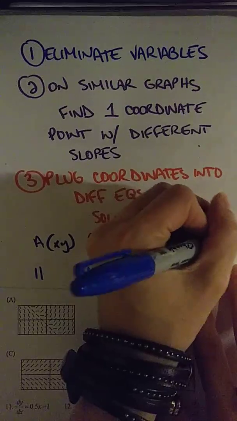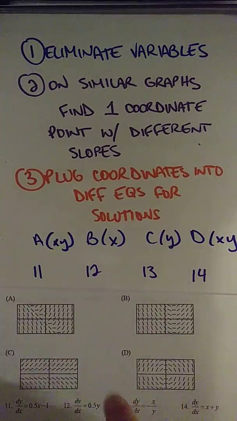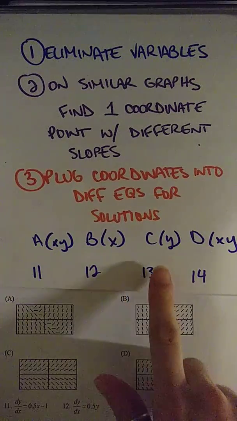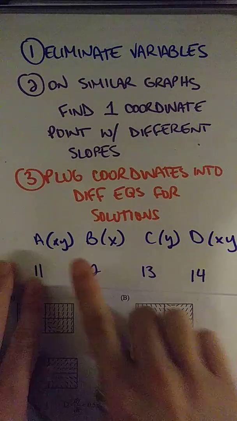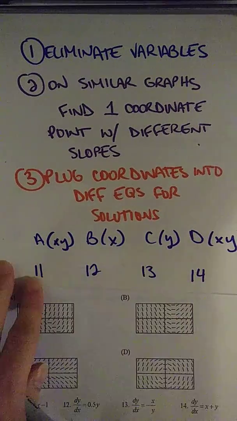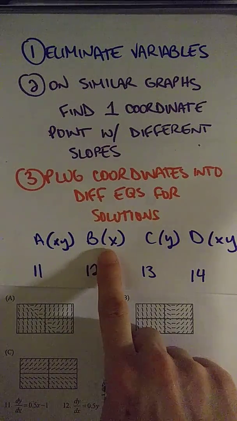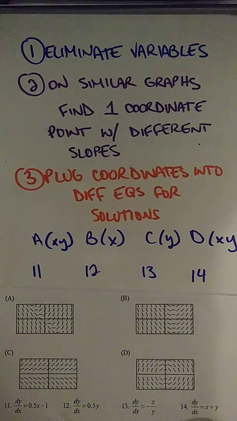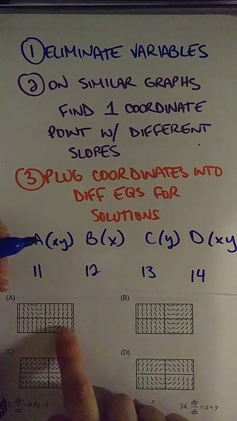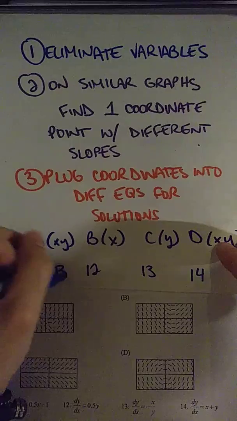Now that I know that B only has an x value and C only has a y value, and they are my only graphs with only one variable, I can actually go ahead and find those solutions. So I'm looking for a differential equation with only an x value in it. This has x and y, this has x and y, this has only y. 11 has only x. Our slope is 0.5x minus 1, that's the only one. The solution must be B.